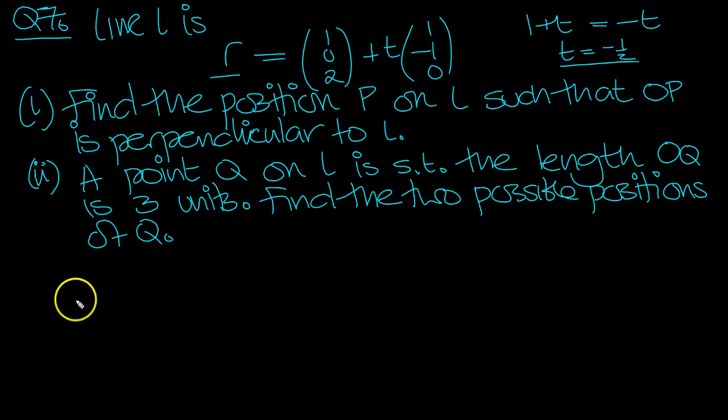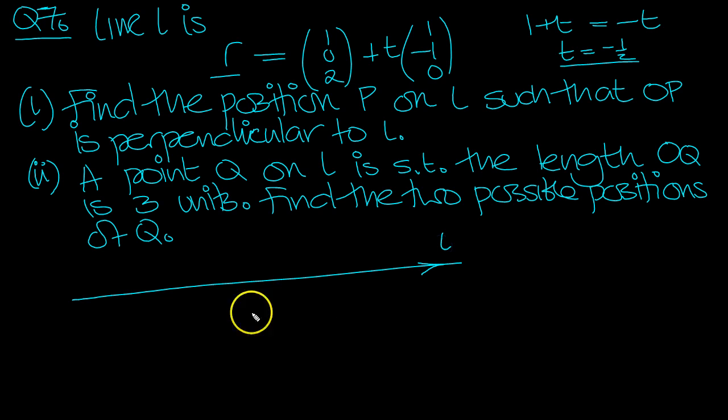So here's our straight line L. Suppose it's like this. This is the line L. And suppose our origin is here. Then what it's saying is find the position vector P on L such that OP, so O to P, is perpendicular. Apologies for the digital pen drawing. So this would be P then, wouldn't it? And OP now would be perpendicular to L. So P lies on L, as it says.